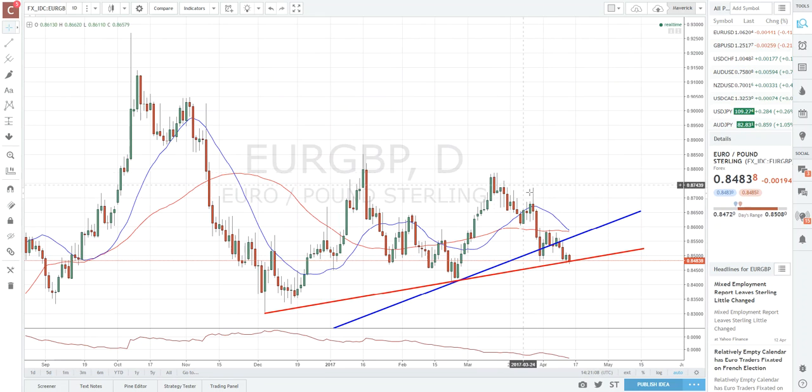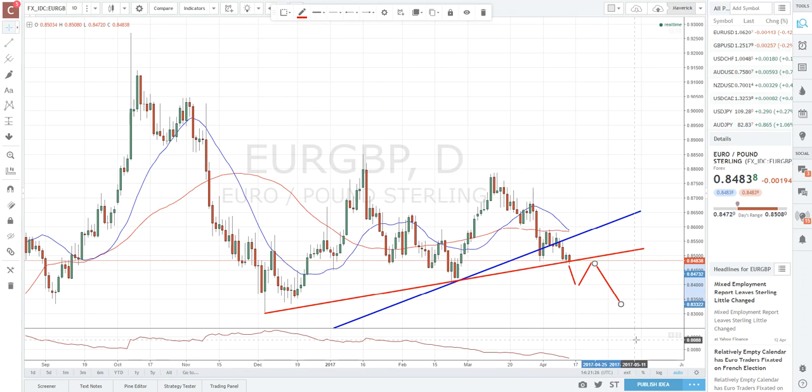Price made a lower high, a lower low, lower high, lower low, lower high. Now it's making another lower low. So what I'm going to expect is for this price to come down, make another lower low, then come back up, make another lower high, maybe retest this daily trend line it breaks, and then continue back down.